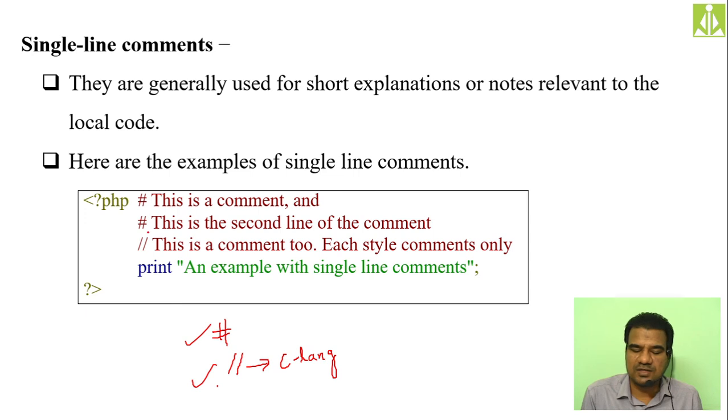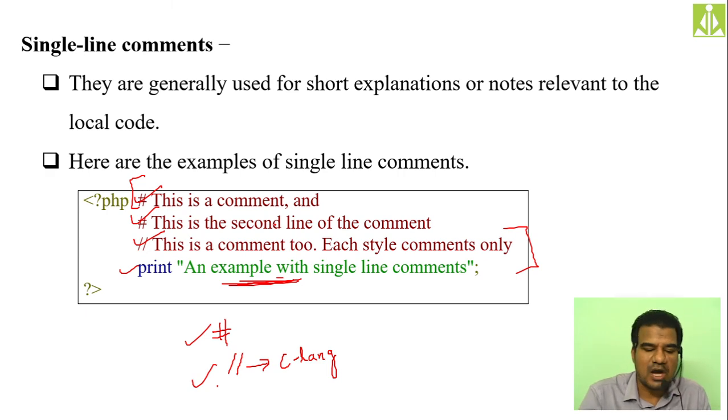One simple example they have given here. Inside PHP code, this is a comment and this is the second line of comment. In order to differentiate two comments, we are using the hash on two separate lines, and a third line with two forward slashes. This entire thing will be ignored by your PHP interpreter. It will not consider it, it will simply ignore it as a comment, and it will execute only this statement and print this message on the web page.